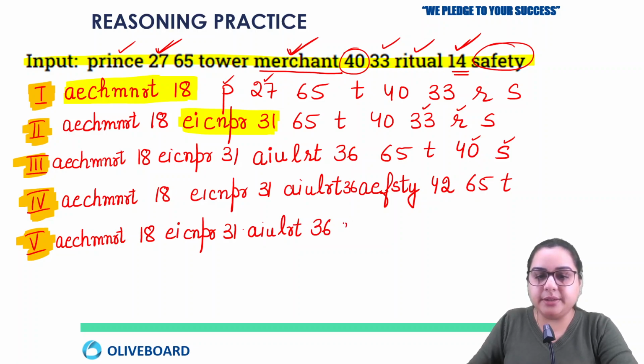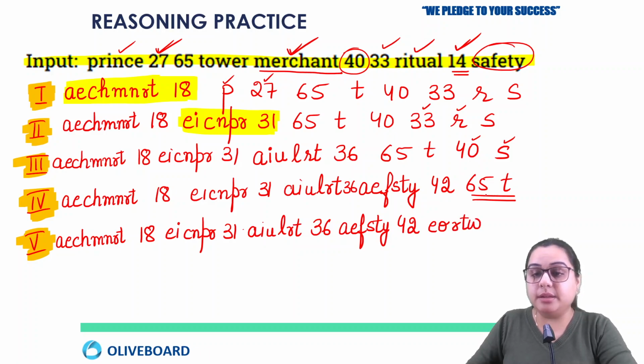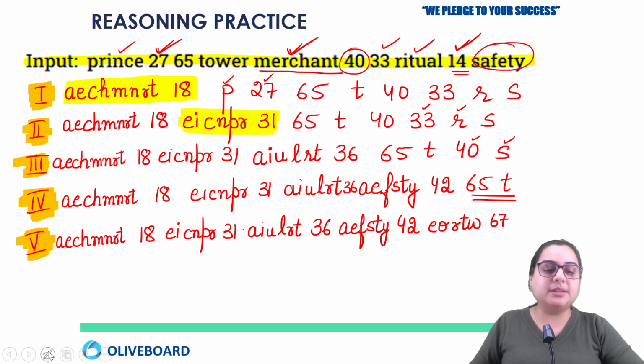And then A, E, F, S, T, Y, and the number is 42. And then after these get arranged, the word was tower, so it will be E, then O, and the order of consonants will be R, T, W, and the number that we are left with is 65, on which we are going to add 2, that is 67. Now this is the last step. I hope this is clear to you all.